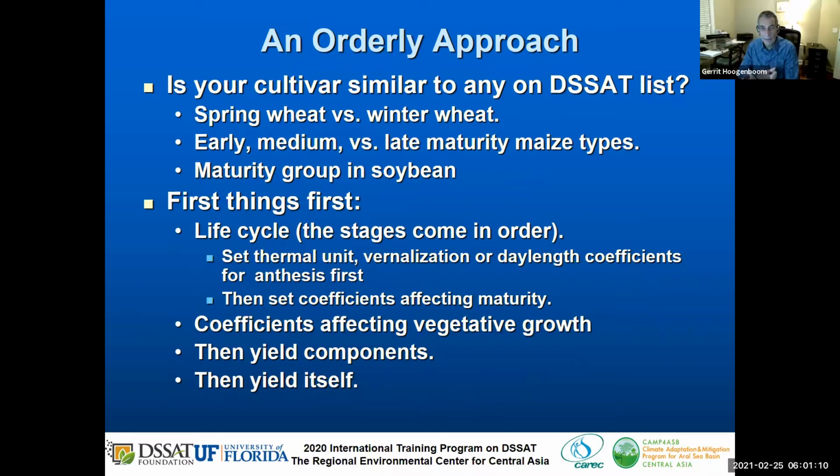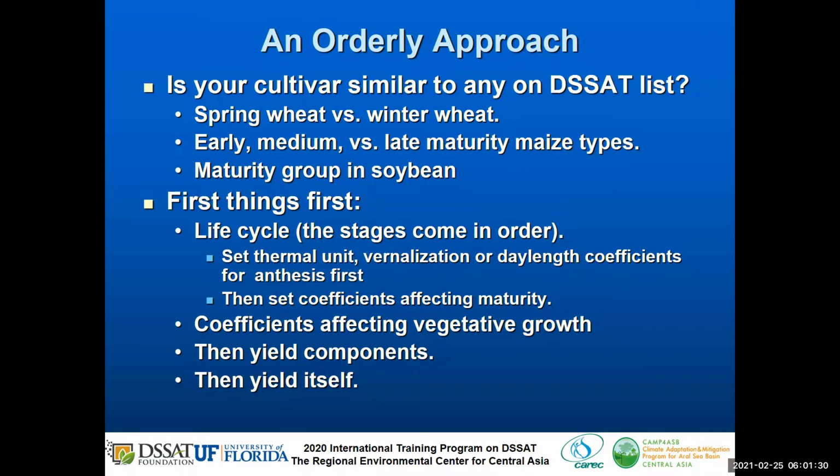So we realize that you really don't know much about the cultivars that you have available. So in some cases we recommend that maybe you talk to an agronomist who knows a little bit more about the crop and the cultivar you're working with. But in general, we suggest that you look at the existing cultivars on the DSSAT list and try to find a match. So if you're working with wheat, compare the spring wheats or the winter wheats and select one of those as an example.